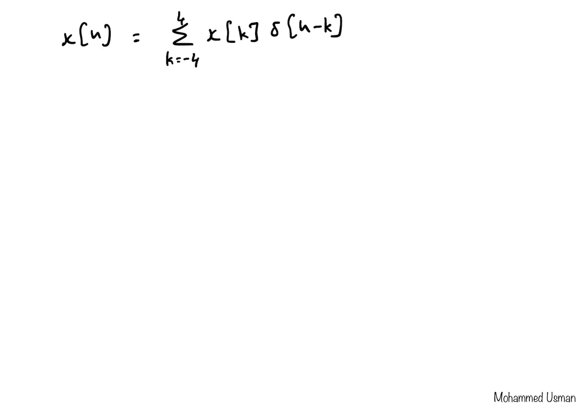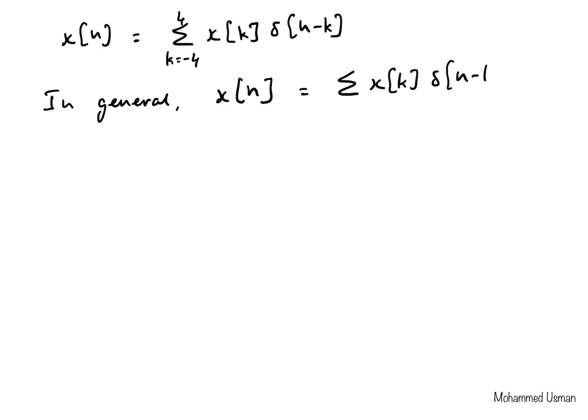And in general, if our signal had values beyond minus 4 and plus 4, we can represent our signal x of n as the summation of x of k times delta of n minus k for k equals minus infinity to plus infinity. Now let me write that infinity a bit clearly. That's minus infinity to plus infinity.